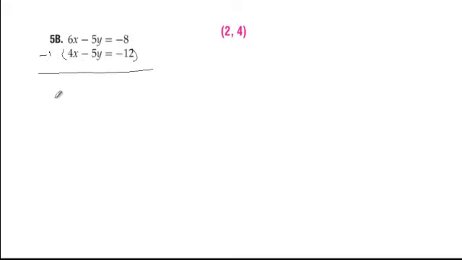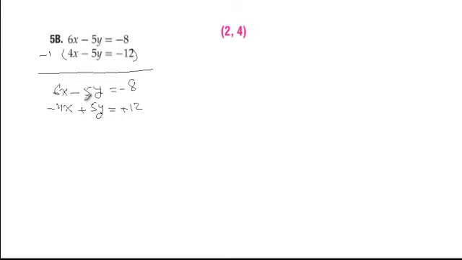Let's write the second equation. -1 times 4, you get -4x. -1 times -5, you get +5y. And -1 times -12 is equal to +12. Look what happened. Let's write the first equation. You get 6x minus 5y equals to -8.